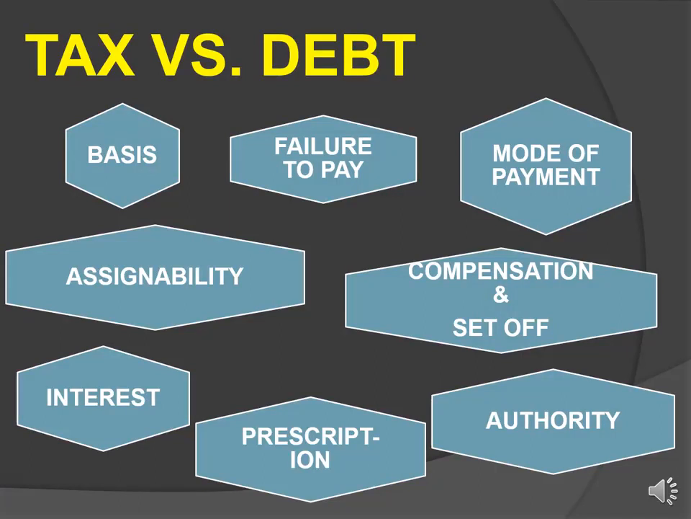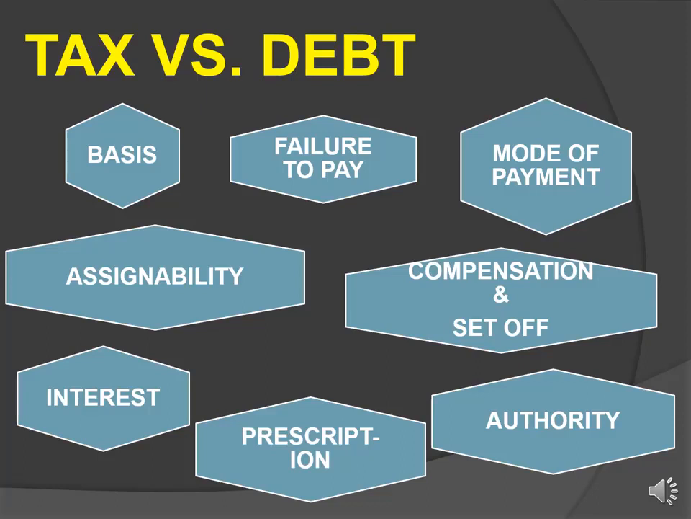Delays in payment also is a point of difference. Why? If it's delay in payment of taxes, then it is almost always that interest is due. But if it's delay in payment of a debt, whether interest is paid or not is dependent upon the agreement of the parties. If the parties didn't agree that interest should be paid, then no interest should be paid.